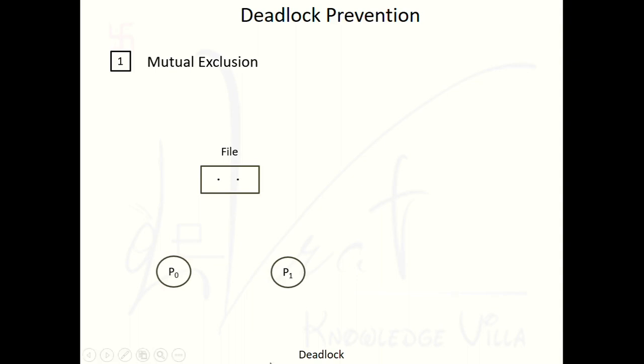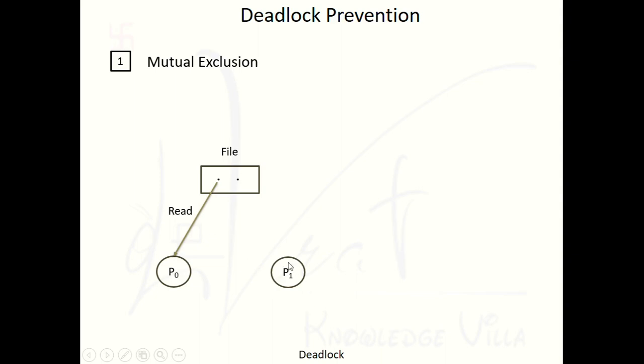Here there are 2 processes, process P0 and P1, and there is one resource. It is a file, any file from the system. Suppose process P0 and P1 want to read this file. How will we allocate this file to process P0 and P1? Suppose process P0 is making a request to read a file. Is it possible to allocate this resource to process P0? Yes, right now no one is holding this file. So we will allocate this file to process P0 for the reading purpose.